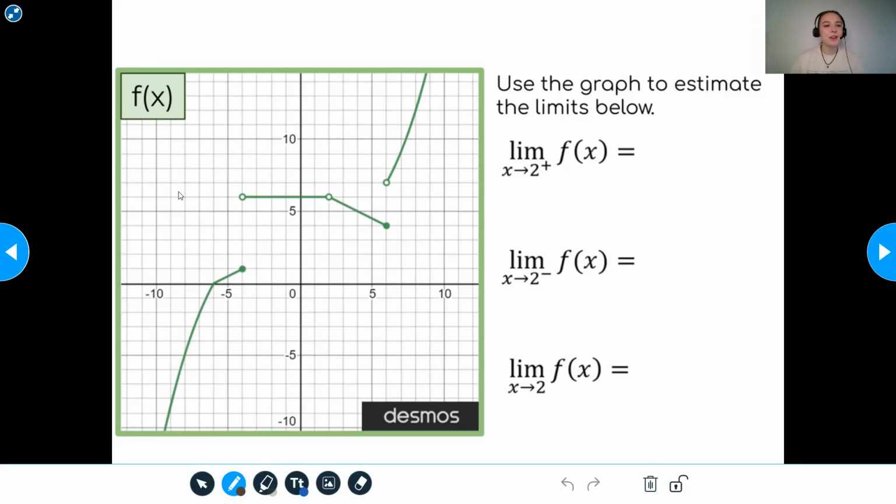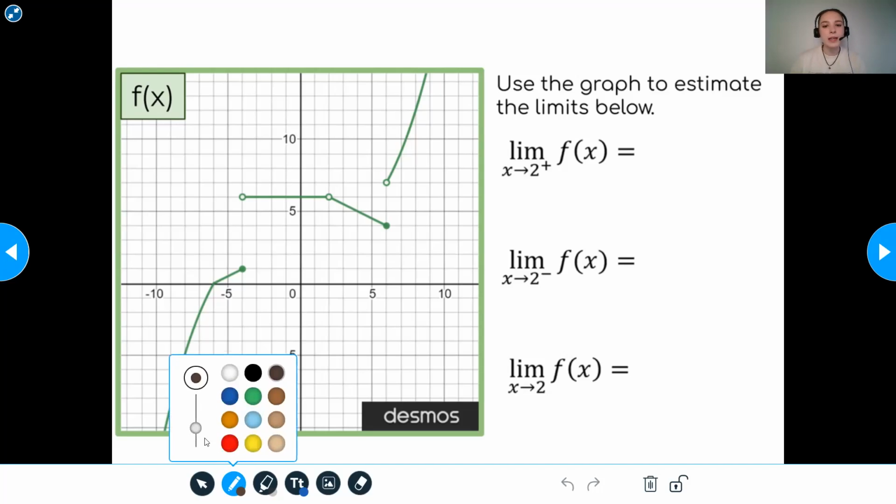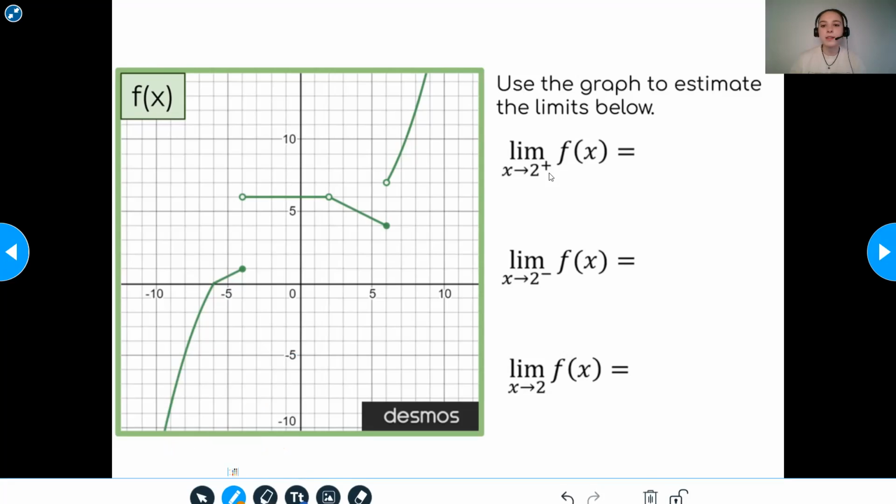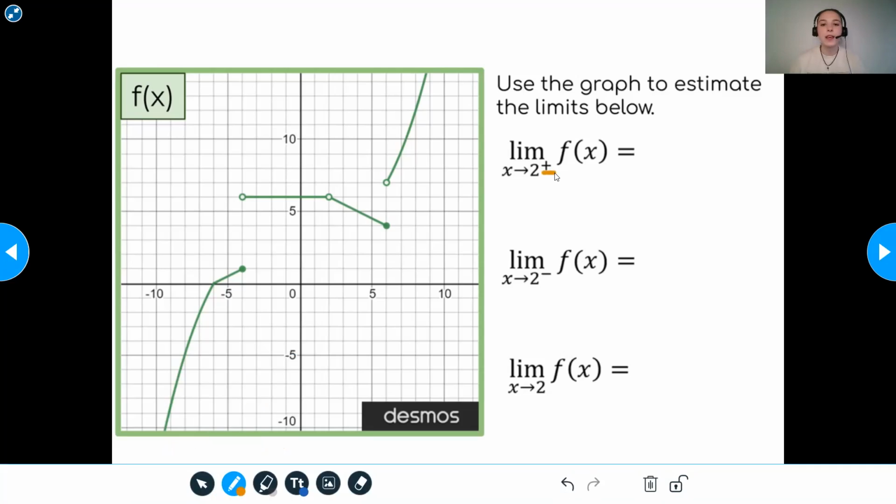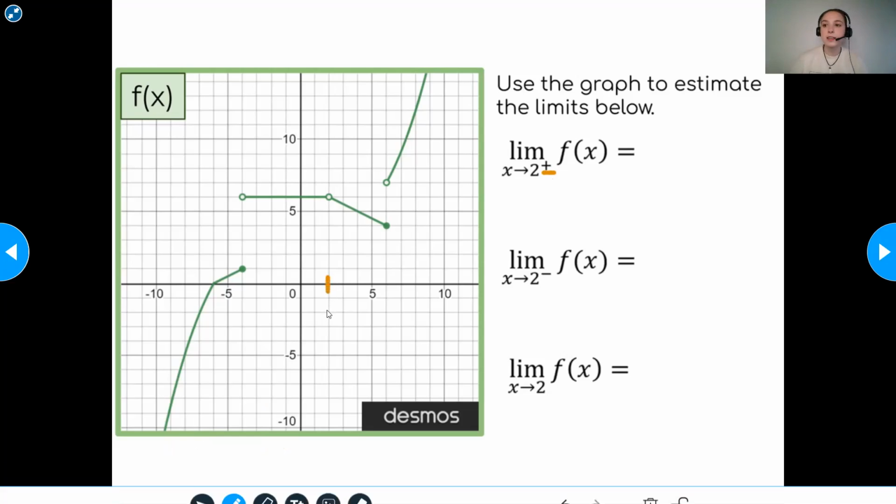So here I have a graph of a piecewise defined function f of x, and I'm asked to use the graph to estimate the limits below. The first limit reads the limit as x approaches 2 from the right of f of x. And I know it's from the right because of this little plus sign up in the exponent of that 2. So the first step would be to find the value which you're approaching. In this case, it's 2.